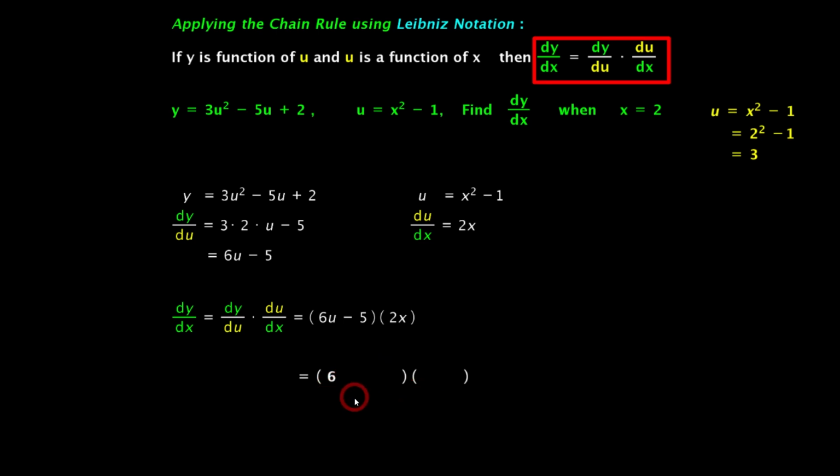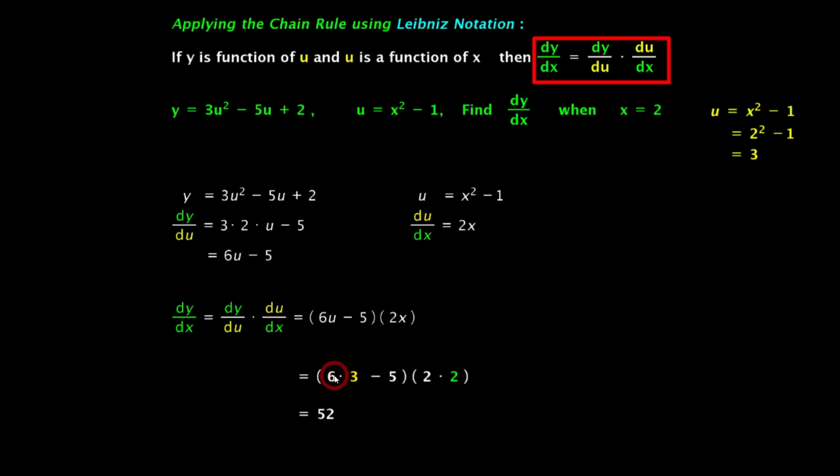6 times u, which is 3, 6 times 3, minus the 5, 2 times x, it should be 2 times that 2. So the values are color coded, and it's very simple math.